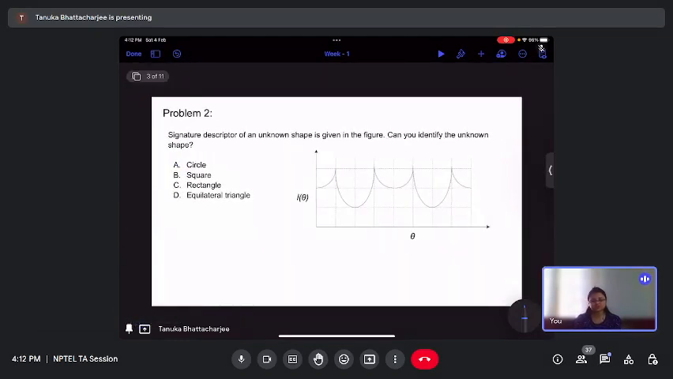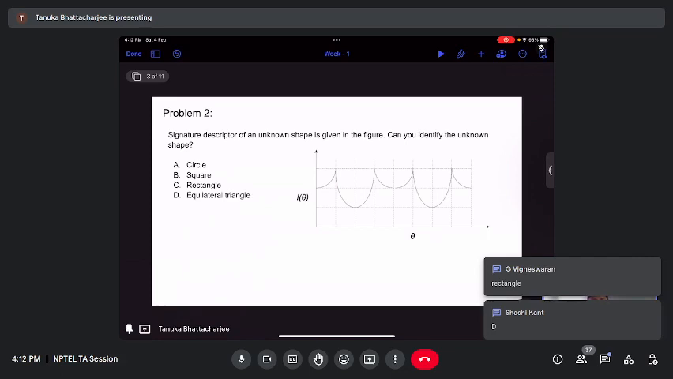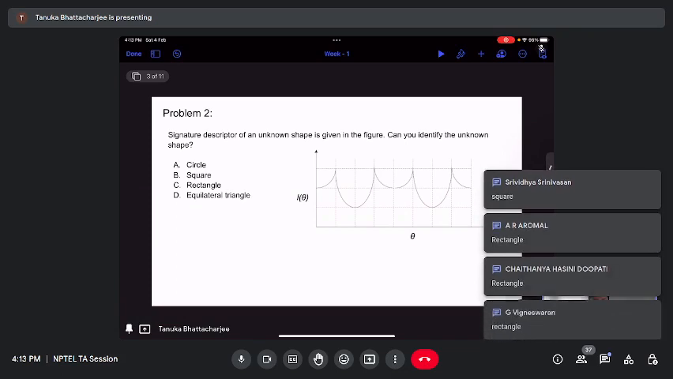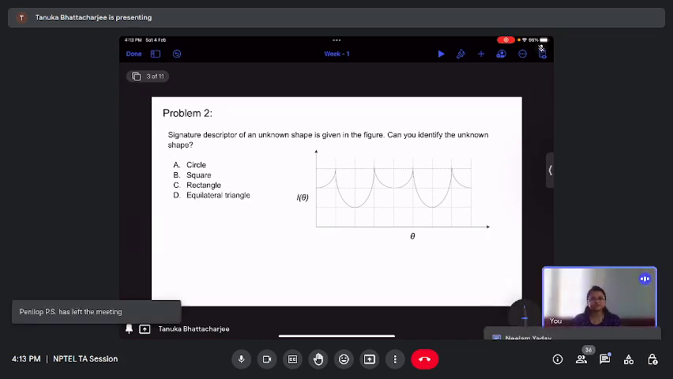Now, let us look at one more such descriptor. This is one more signature descriptor of a shape. Which option do you think this is? Circle, square, rectangle or equilateral triangle? Anju is saying square, and Shashi is saying equilateral triangle. I am getting a lot of options. Most of you are saying this is rectangle, and that is the correct answer. It is not square or equilateral triangle, it will be rectangle.